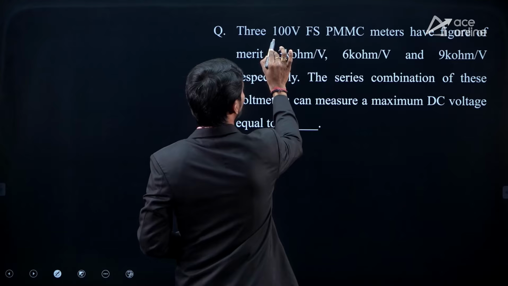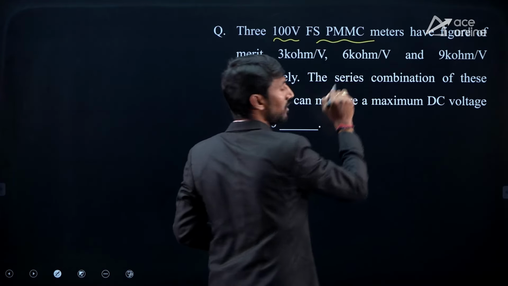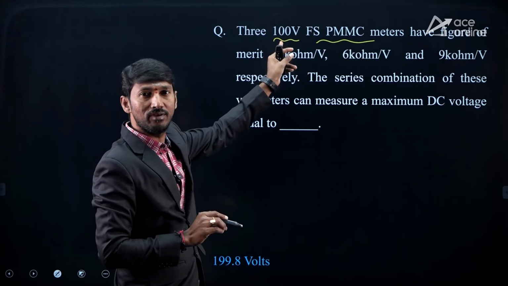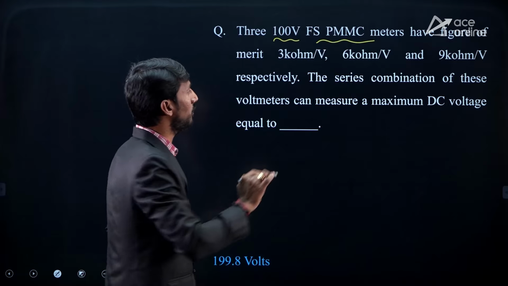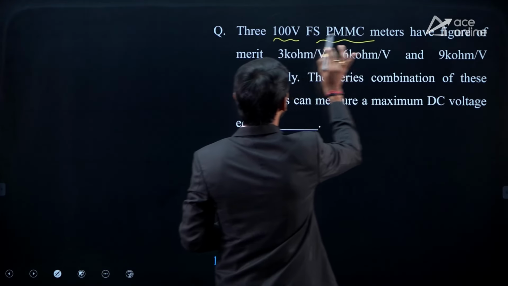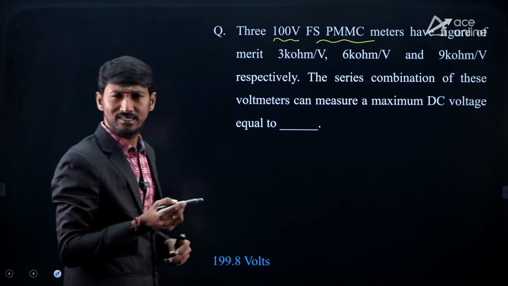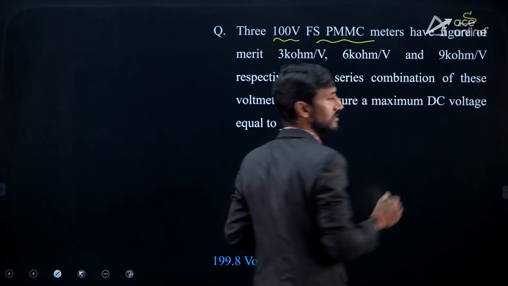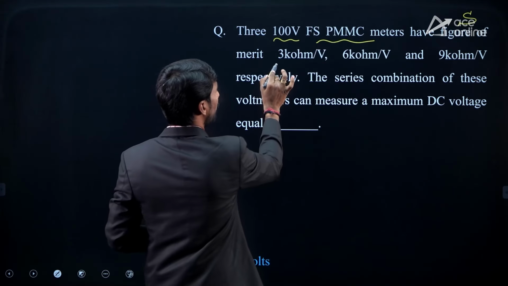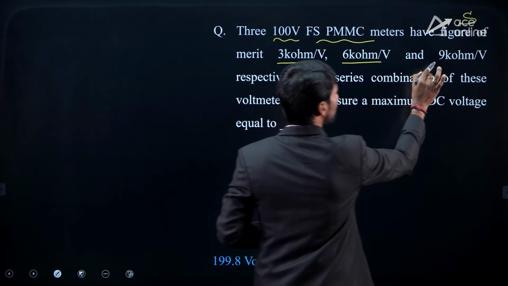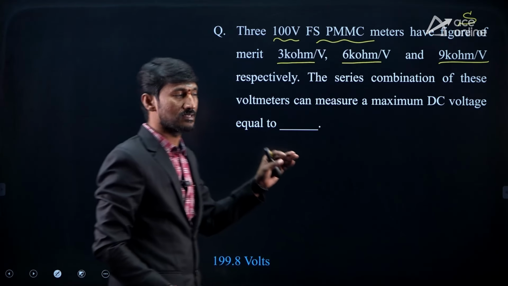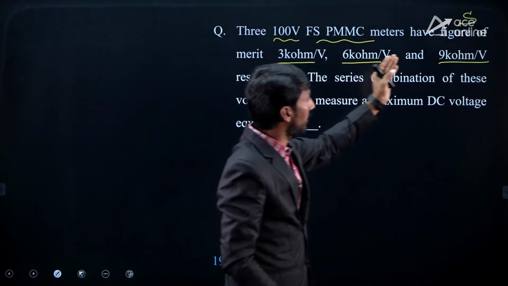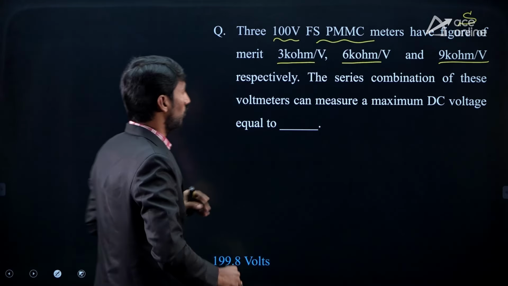300 volt full scale PMMC meter. So 3 meters are there. Those are having 100 volt as the full scale value. They have the figure of merit. What is figure of merit? Sensitivity. Another name of figure of merit is sensitivity. Sensitivity of 3 meters are given: 3 kilo ohm per volt, 6 kilo ohm per volt, and then 9 kilo ohm per volt.